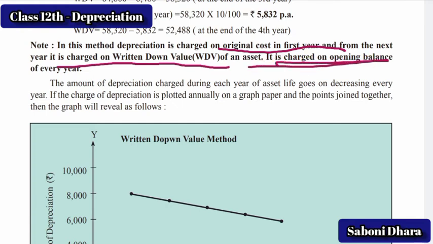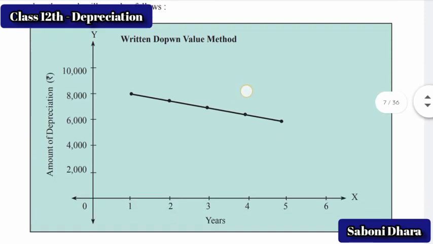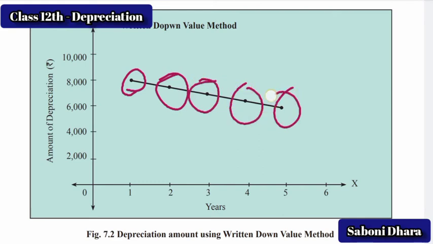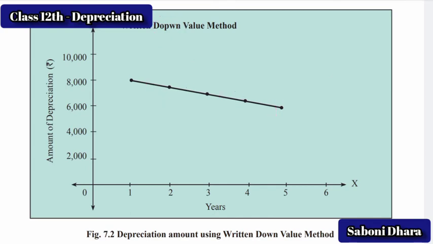Here you need to understand this concept, and that's what is shown in the graph. It is 8,000 in the first year, then in the second year it is below 8,000, in the third year it goes down, then down, then down. That's why it is called written down. The spelling over here is mistaken, the P will not be there.